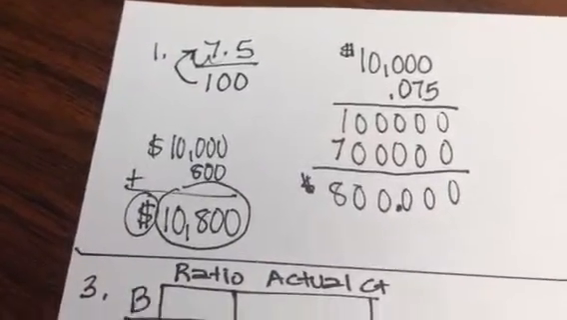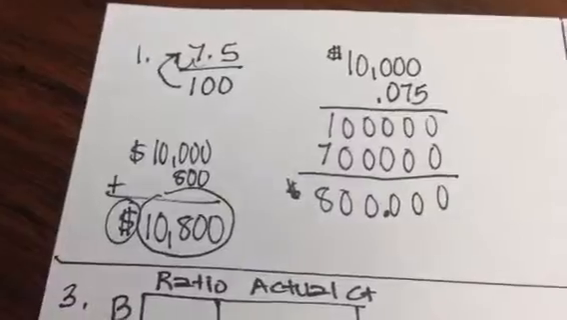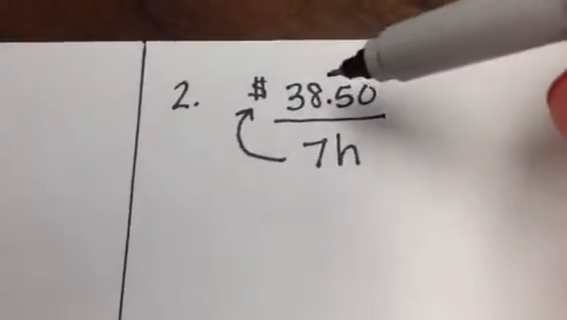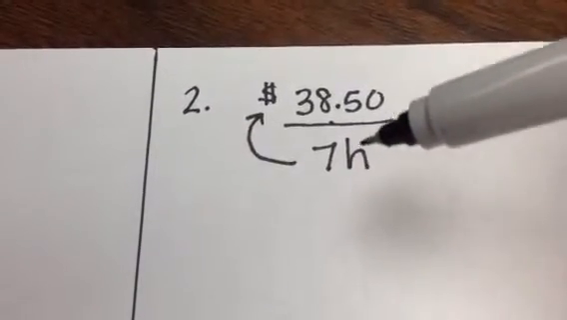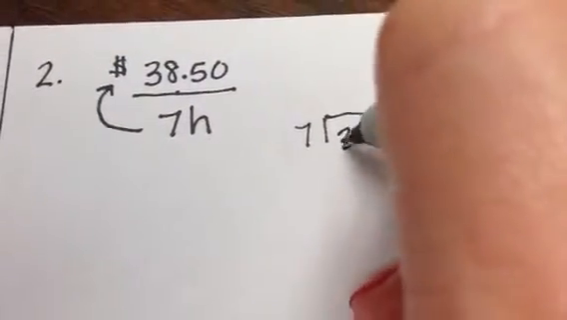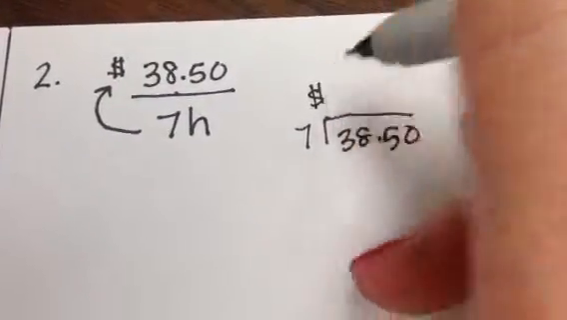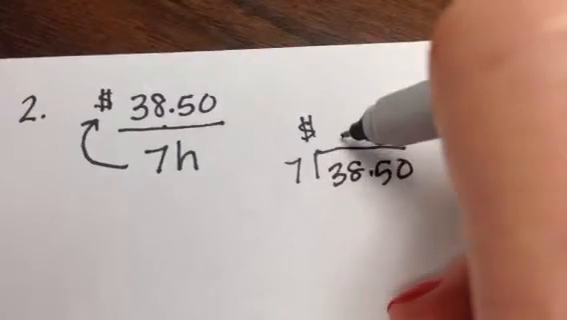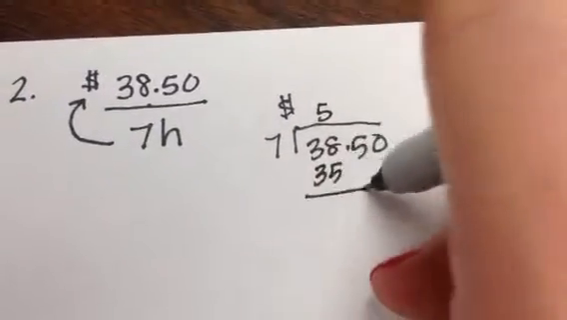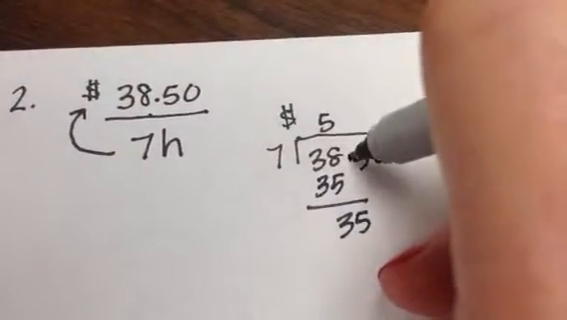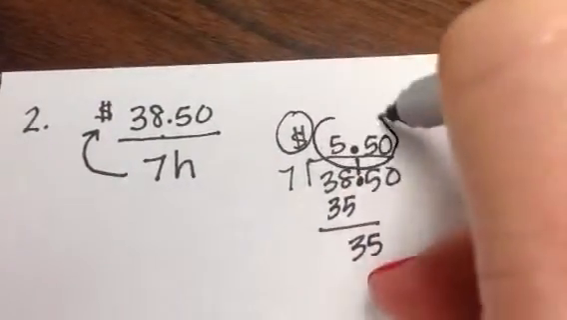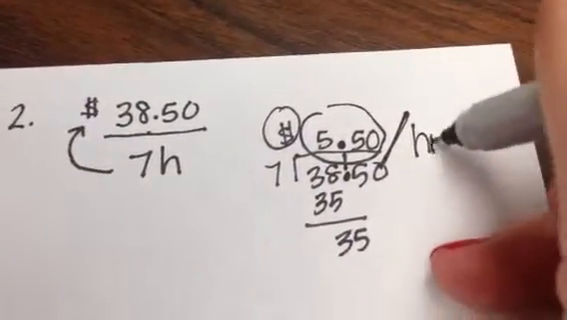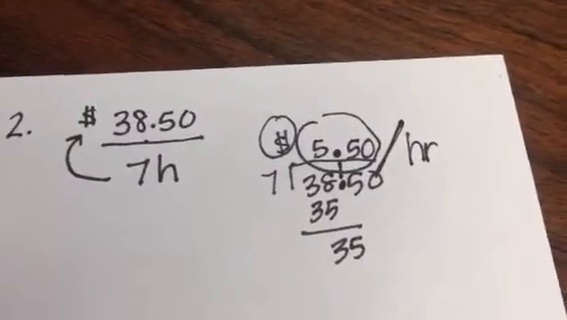Question number 2 says, Emma worked for 7 hours and earned $38.50. How much did she earn per hour? All right, so we know she earned $38.50 per 7 hours. And we want to know, what did she earn for 1 hour? So we're going to divide 7 into $38.50. And let's not forget our dollar signs. 7 can go into 38 5 times, and that would be 35. Oh, look, we got another 35. Put the decimal straight up. We got 550. So she made $5.50 per hour. You can use HR for your abbreviation of hour.